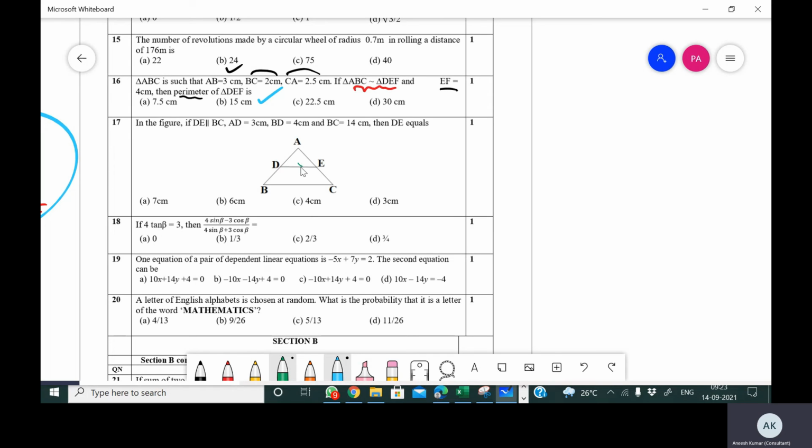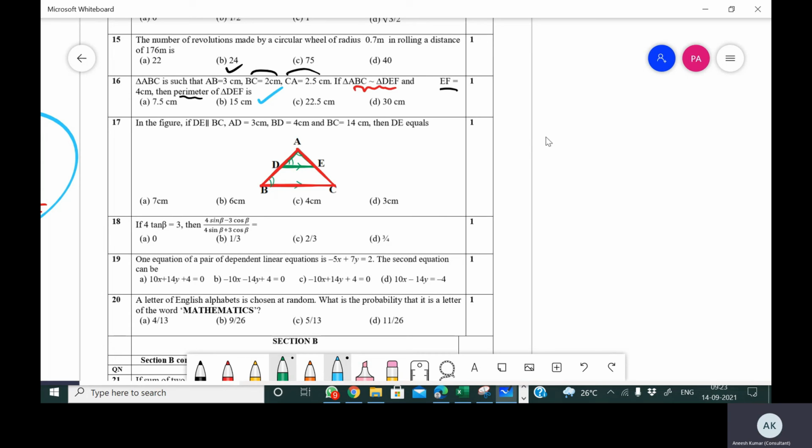It is very easy. DE is parallel to BC and you count these two triangles. One triangle is ADE. The second triangle is the full triangle ABC. And prove these two triangles similar. It is very easy to prove them similar. Angle A is a common angle for both the triangles and angle D is equal to angle B.